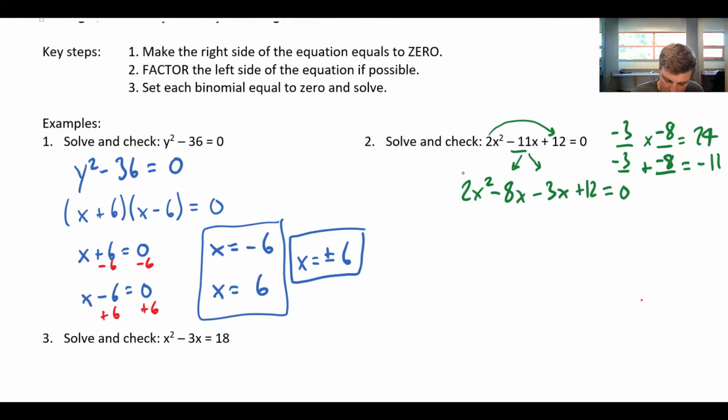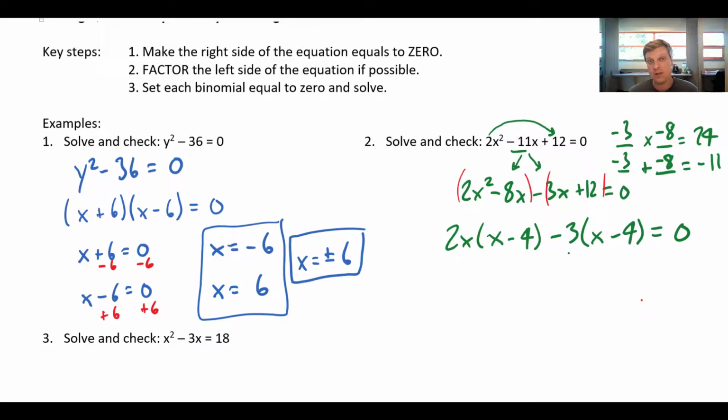And then remember, I'm going to factor this part, and I'm going to factor that part. And so I can factor out 2x, and that leaves x minus 4. And then over here, I'm going to factor out minus 3, because that's going to leave x minus 4, and this still equals 0. And so that's good, because remember, I got the same binomial terms there. And then I'm going to factor that out completely, and I got x minus 4 times 2x minus 3 equals 0. And so now I need to check both of my binomials.